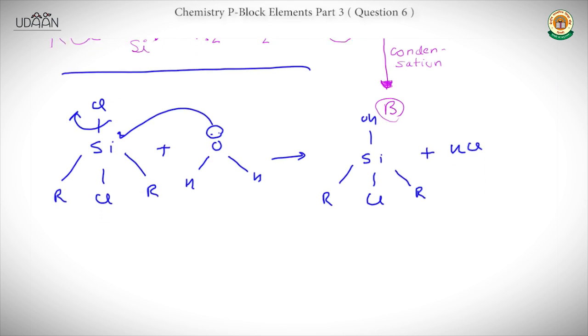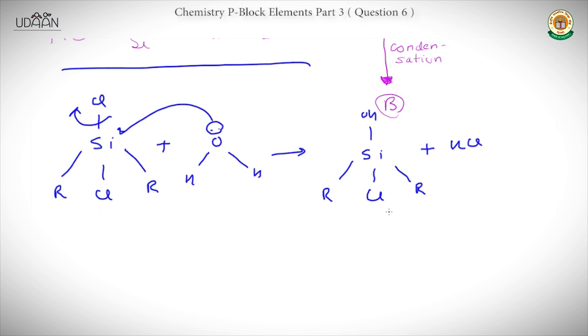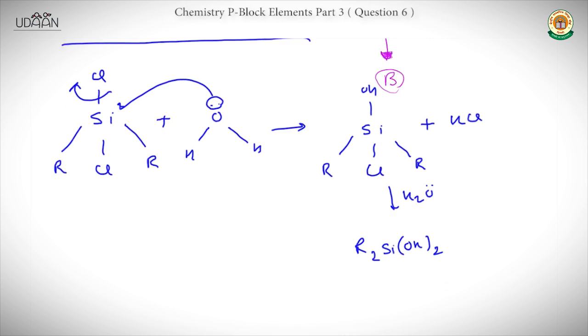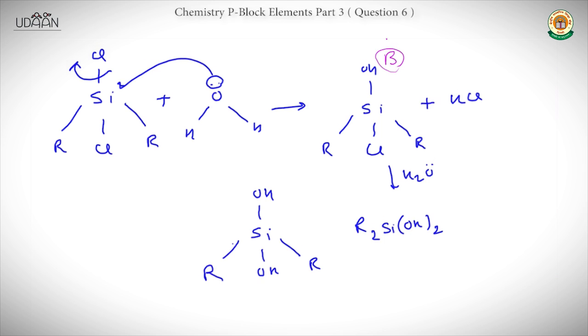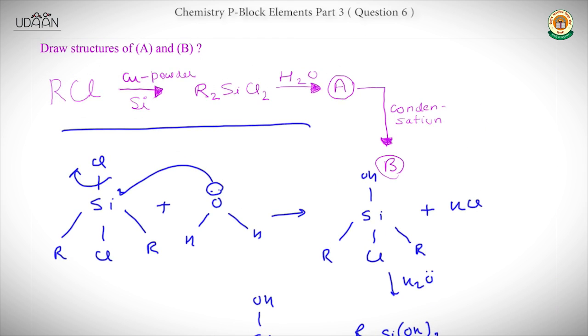And when H2O reacts again, we will get R2Si(OH) twice, that is R2Si(OH)2. Its structure you know now: Si, one OH here, one OH below, R and R. So we will get our product A.